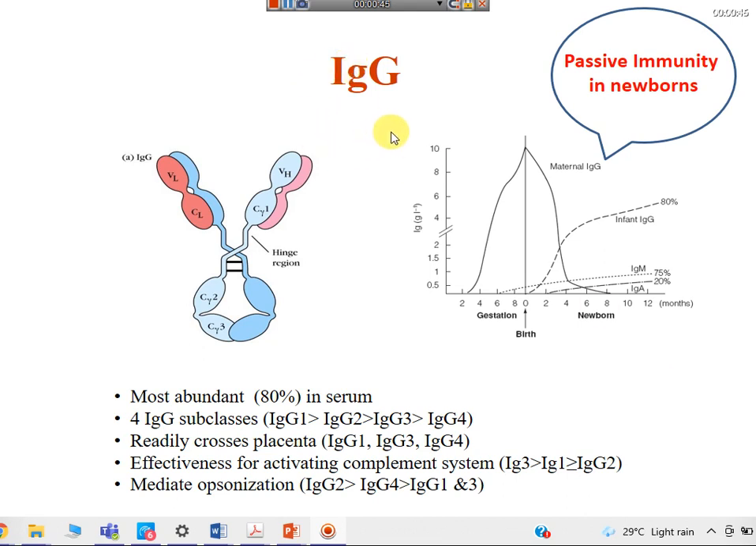So you can see here an IgG molecule having 2 light chains and 2 heavy chains. The basic structure that we understood in the previous lecture: a variable region and a constant region in the light chain, and 1 variable domain and 3 or 4 constant domains in the case of other classes. So IgG is the most abundant antibody molecule in our serum, and about 80% of the antibodies belong to this class, IgG.